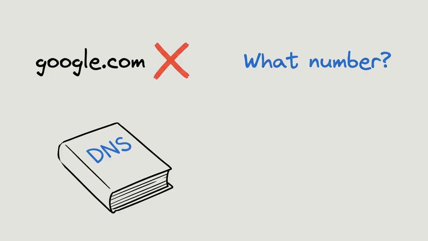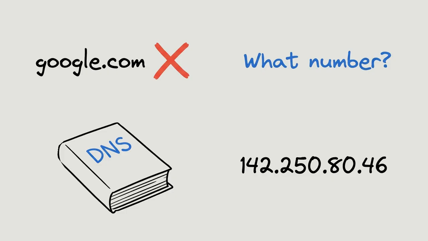DNS is the internet's phone book. Your device looks up the name you typed, like google.com, and DNS responds with a number called an IP address, something like 142.250.80.46. Every website has one. As soon as that number is found, it replaces the name on the envelope. Without DNS, using the internet would mean memorizing numbers forever.